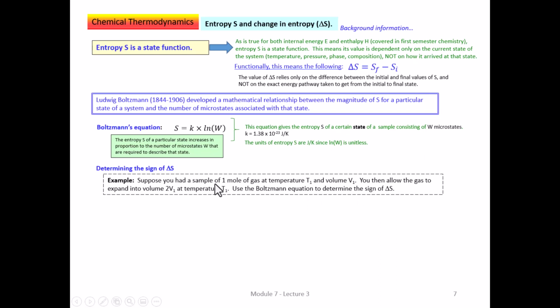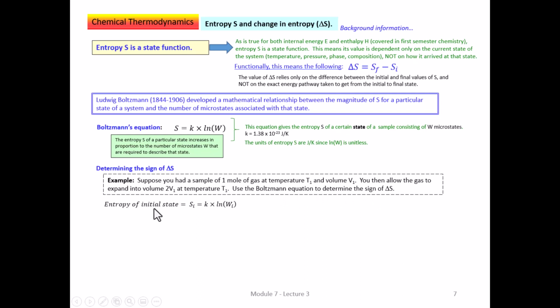Suppose you had a sample of 1 mole of gas at a certain temperature T1 in a certain volume V1. You then simply allow the gas to expand into a volume that's now twice as large, 2V1, but you keep the temperature the same at T1. We're going to use Boltzmann's equation to determine the sign of delta S.